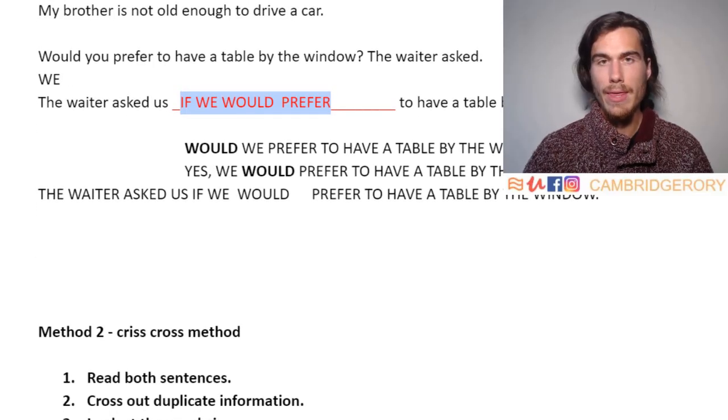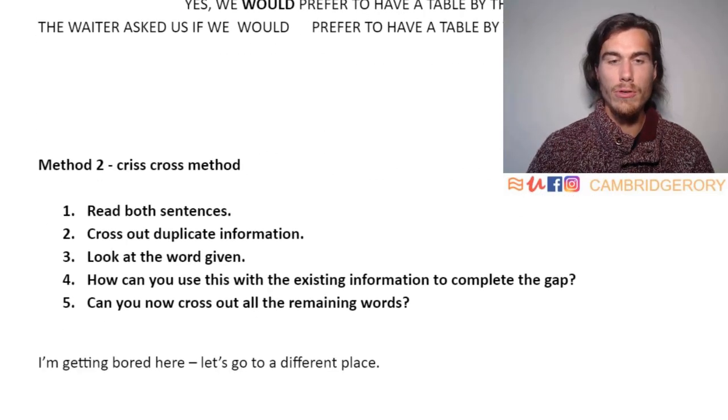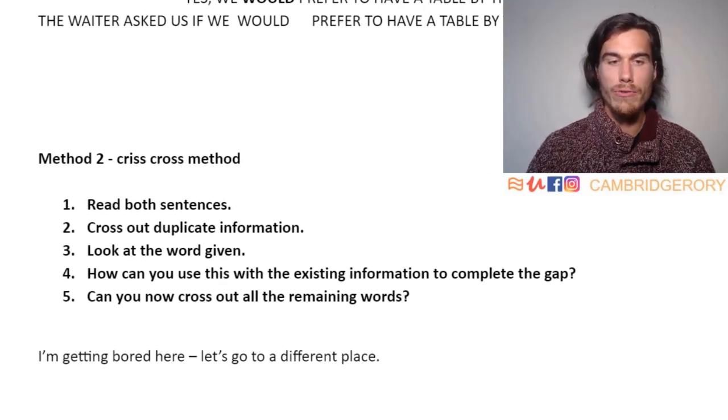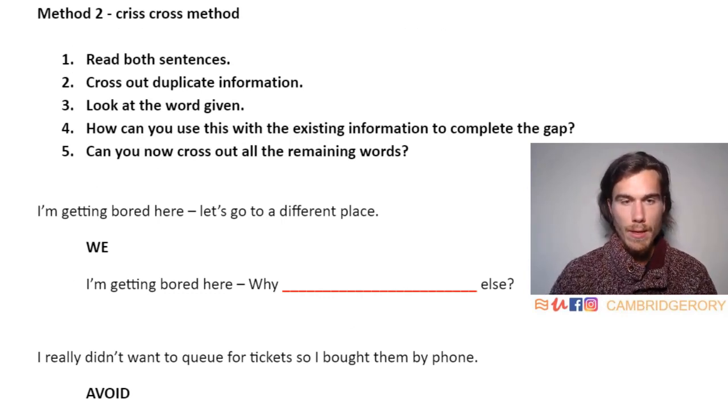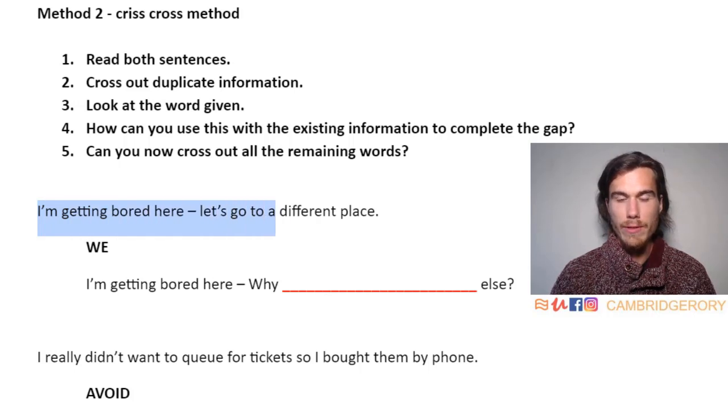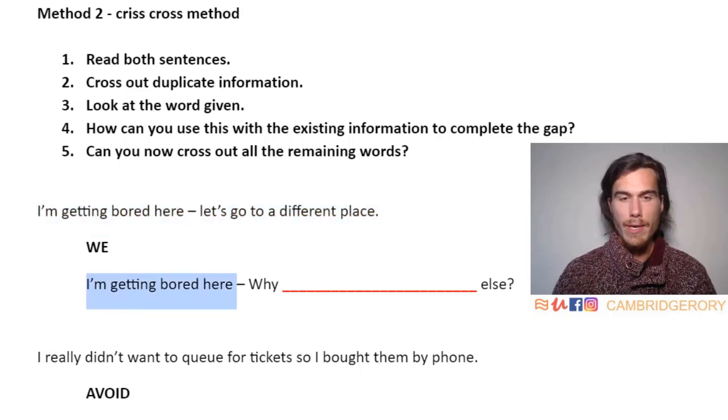Okay, now let's have a look at method 2, which I call the crisscross method. So, step 1, read both sentences. Let's try this with the first example. I'm getting bored here. Let's go to a different place. I'm getting bored here. Why else? Question mark. So it's a question, which is interesting. This one isn't a question, this one is a question.